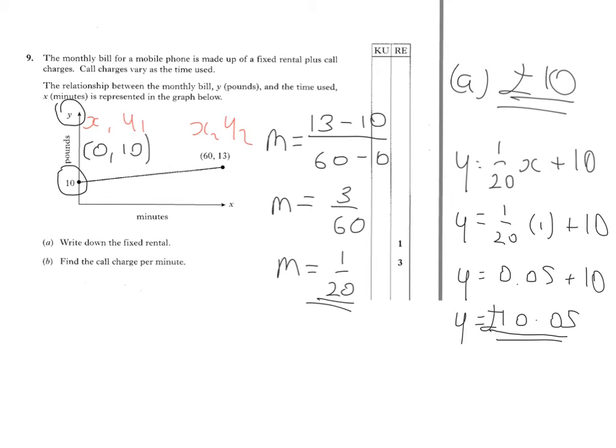If after 1 minute it's a cost of £10 5p if I only use 1 minute, and I think it's a safe bet to say if I take the £10 fixed rental off, I'll be left with 5p, which is telling me that the call charge per minute is 5 pence. And that's the end of the question.